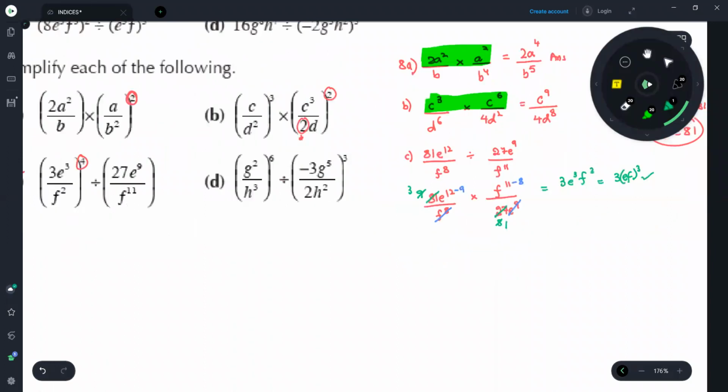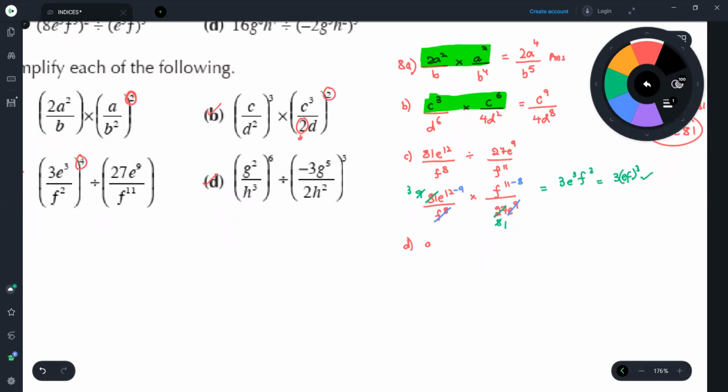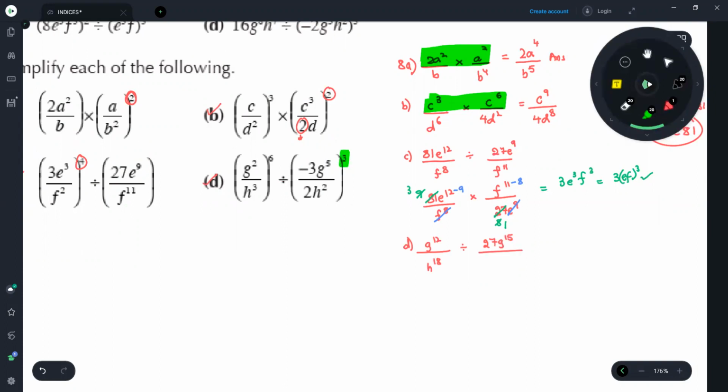Now I'm on to part D, and part D is g to the power 12 over h to the power 18, divided by negative 27 or positive 27. That is what you're going to tell me. Negative. Very good. Why negative, Rakesh? Sir, because the power is odd. Odd. Do you understand this? Now you will remember that if the power is odd, the negative sign is retained. Yes or no? I will give you the whole logic of all of this after I'm done with this question.